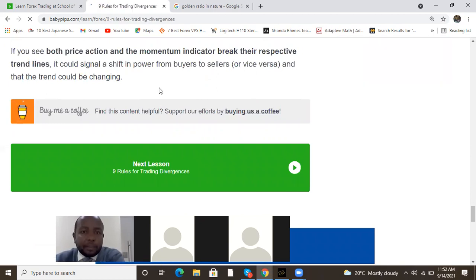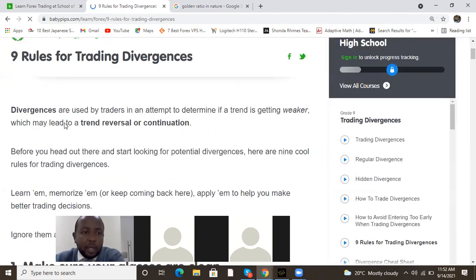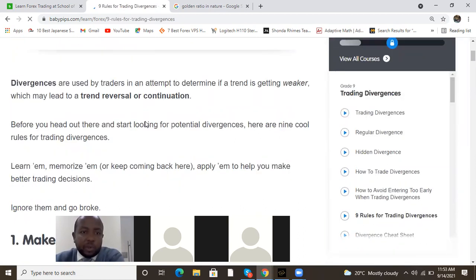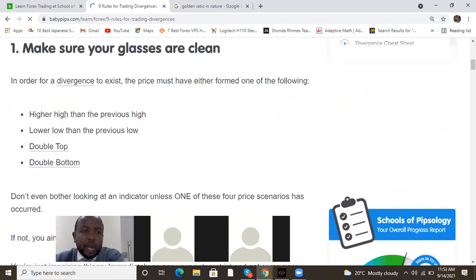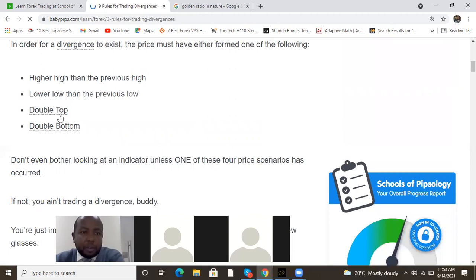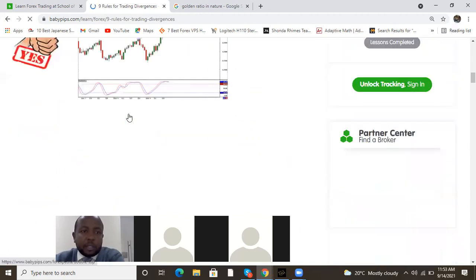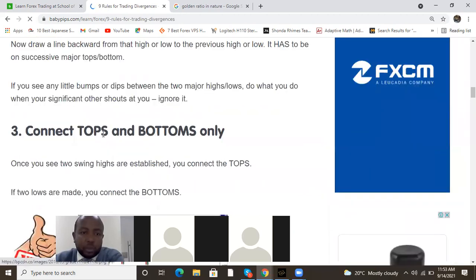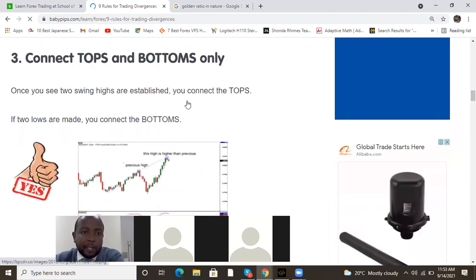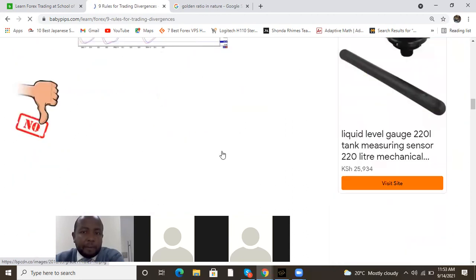Less than a minute. Divergences are used by traders in an attempt to determine if a trend is getting weaker, which may lead to a trend reversal or continuation. Make sure your glasses are clean: higher high than previous high, lower low than the previous low. Also check out for the double bottom and double tops. That's very important. Then draw lines. I have shown you how to draw them. So I think that's okay. Connect the tops and bottoms, and then from there, of course, get your trade.